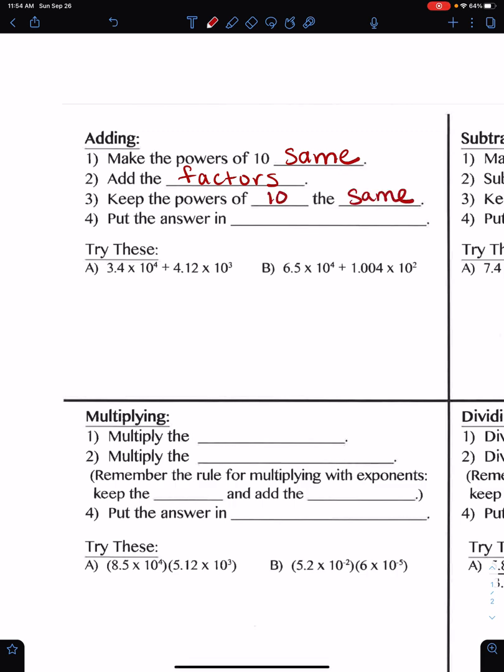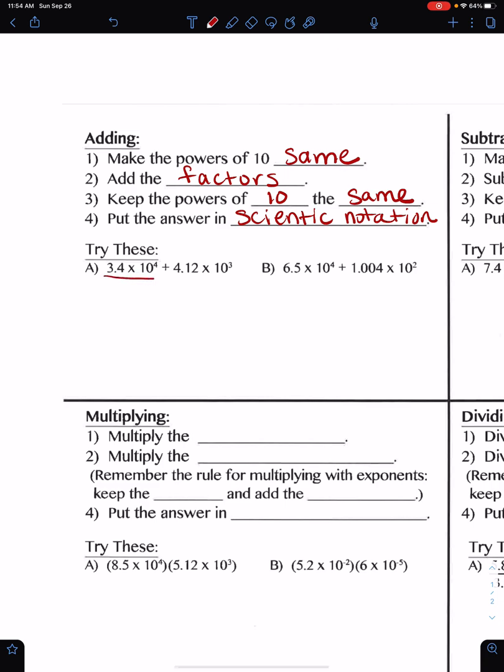And then we'll look at our answer, and if it's not already in scientific notation, we want to put it in scientific notation. It'll look something like scientific notation, but we just want to make sure that that factor, the first number, is between 1 and 10. That's what makes it qualify as scientific notation. So let's try this first problem.